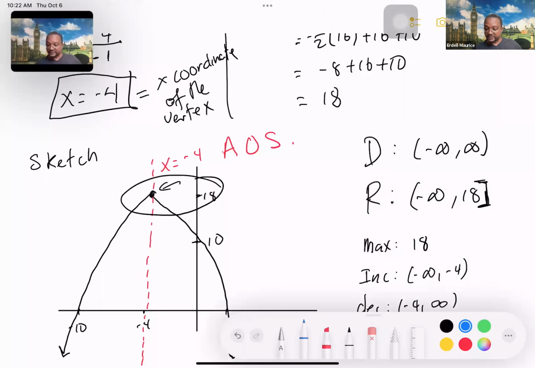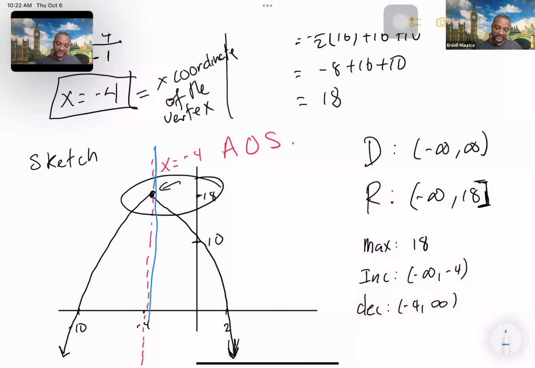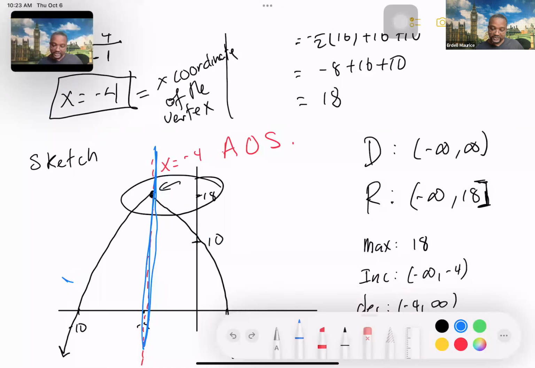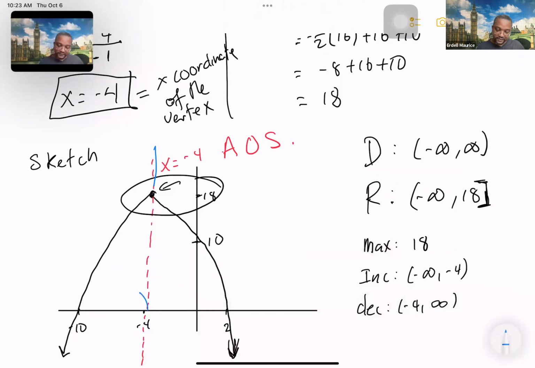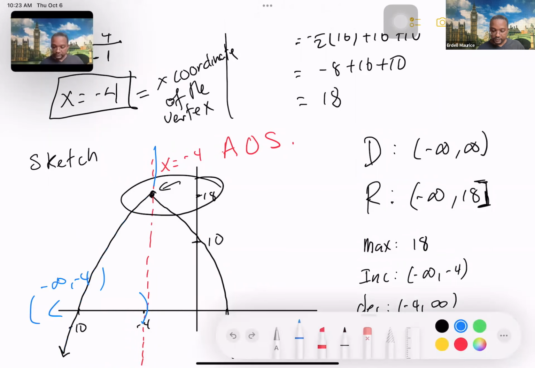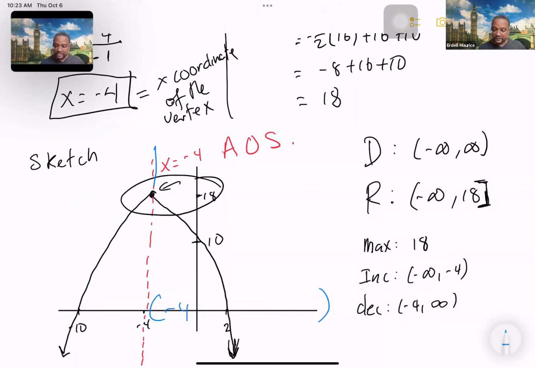If you look at the axis of symmetry, the axis of symmetry splits the graph in half. On one side over here, the graph is increasing. And then on the other side over here, the graph is decreasing. The graph from here to here, from negative infinity until -4, is increasing, because between here and here, the graph is going up. And then on the other side of the axis of symmetry, from -4 to infinity, the graph is decreasing, coming on down.